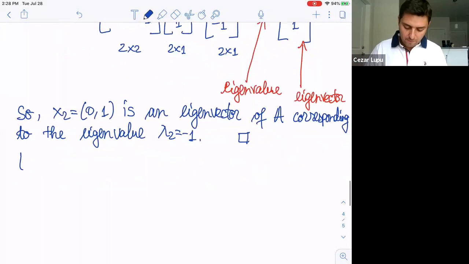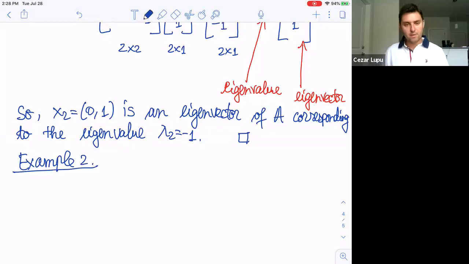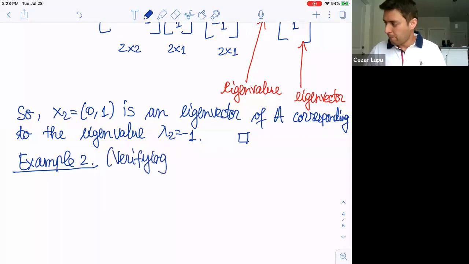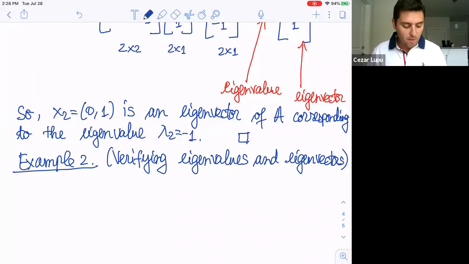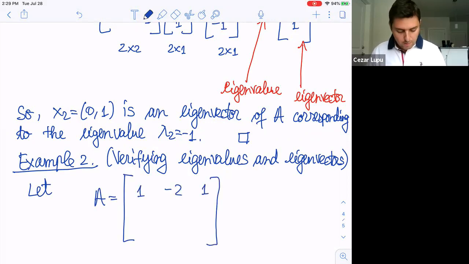Now let's see another example. I'm going a bit slower now at the beginning so that you can grasp everything that I say. Again, I'm verifying eigenvalues and eigenvectors. Okay, and now instead of another 2 by 2 matrix, I will take a 3 by 3 matrix. Let me consider the following. Let A be the following 3 by 3 matrix. 1, negative 2, 1, let's say. 0, 0, 0, 0, 1, 1.